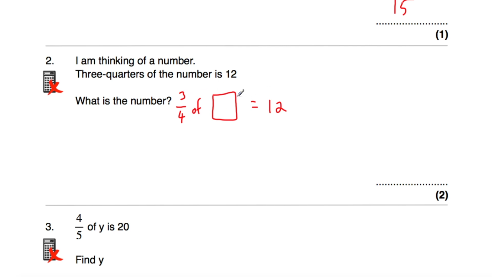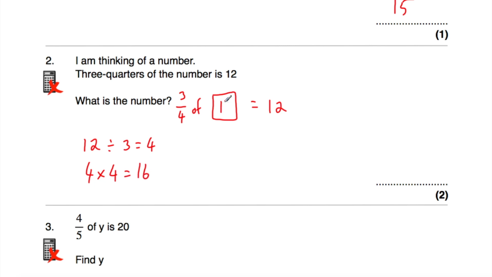So let's work backwards, because we would have divided by the bottom and times by the top. We would have divided by 4 and times by 3. So if we take our answer and divide it by 3 and times it by 4, we can find out what this number would have been. So if we take our 12 and we divide it by the top, divided by 3, 12 divided by 3 is equal to 4. And now if we take our 4 and we times by the bottom, 4 times 4 is equal to 16.